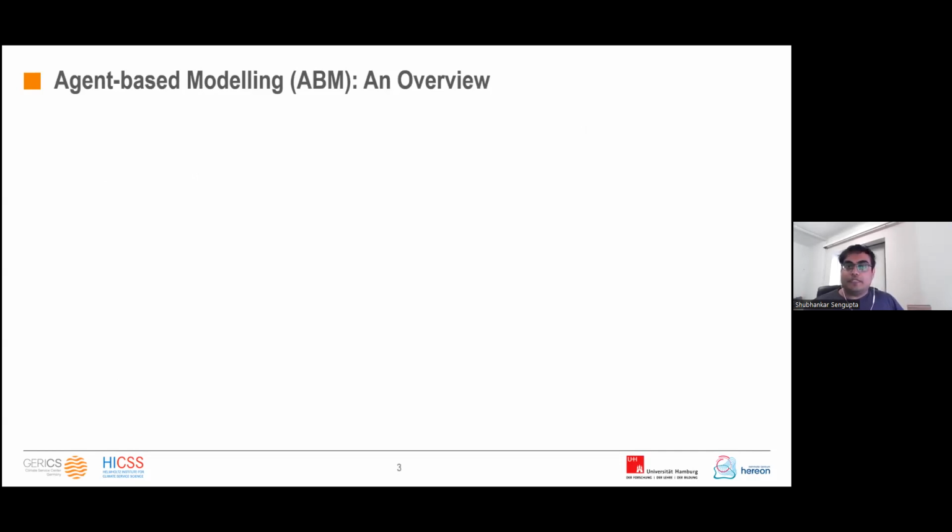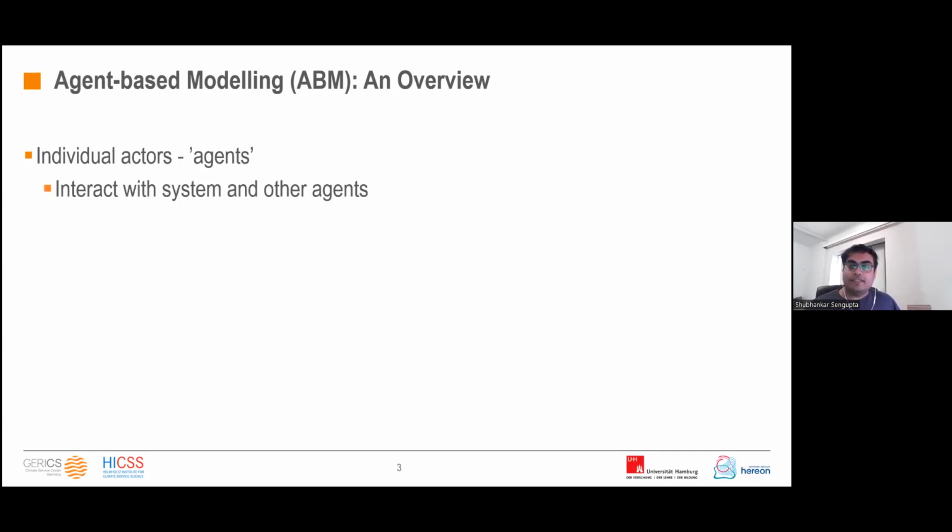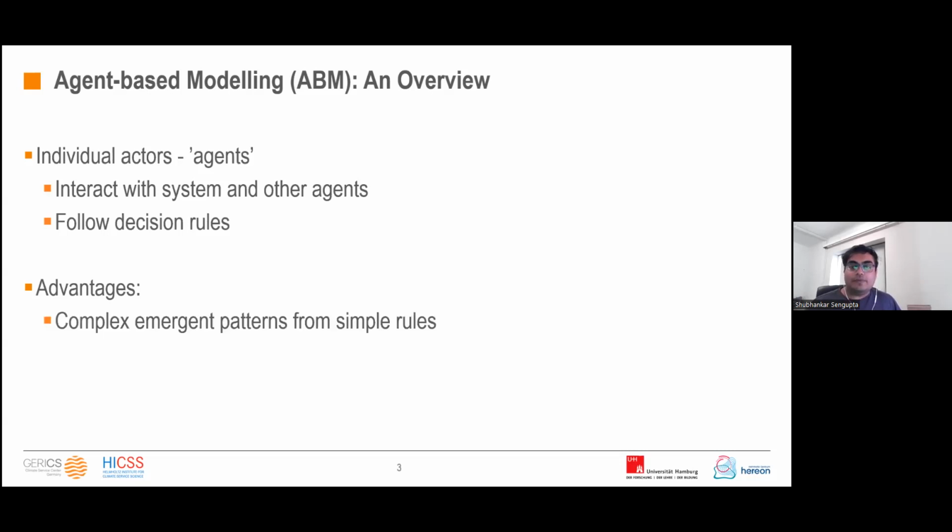A slight overview for those of you who may not be familiar with it. Agent-based modeling utilizes individual actors known as agents, which act independently by interacting with the system they inhabit and any other agents that may be present. And they follow certain decision rules to achieve their separate goals. The advantage of ABM is that it offers a deeper insight to how small-scale changes affect an overall system. As a result, we often find that implementing basic rules leads to complex emergent patterns. This makes agent-based modeling an ideal paradigm to model systems such as the coastal city.